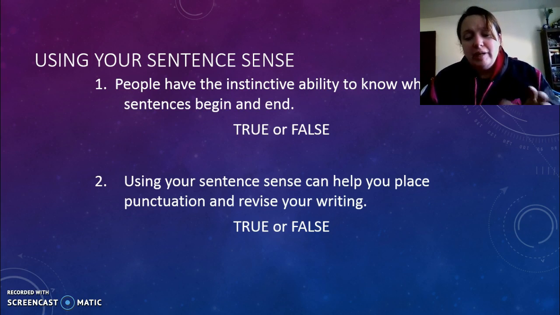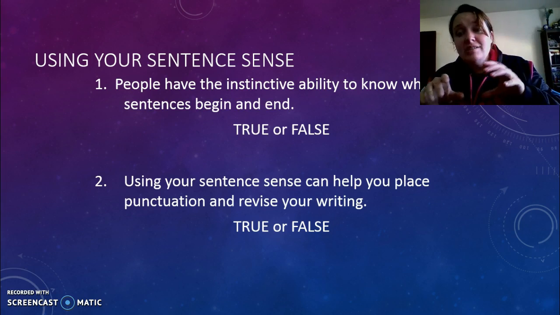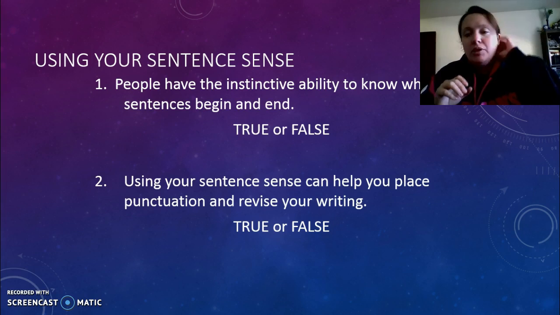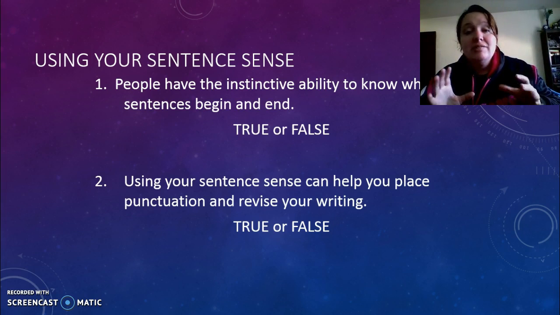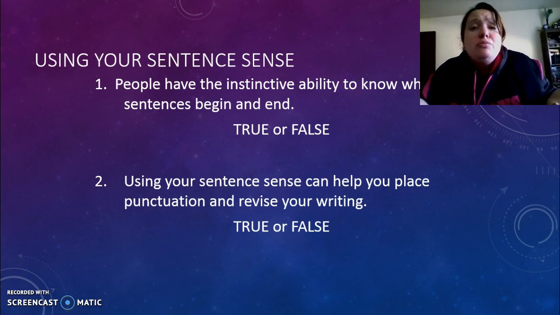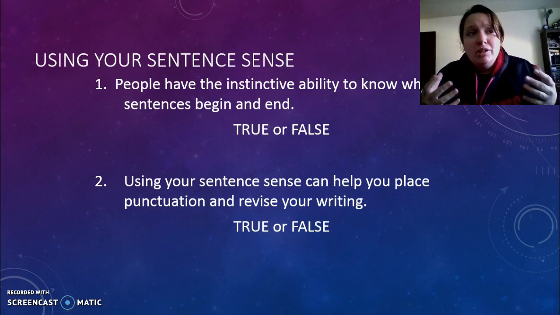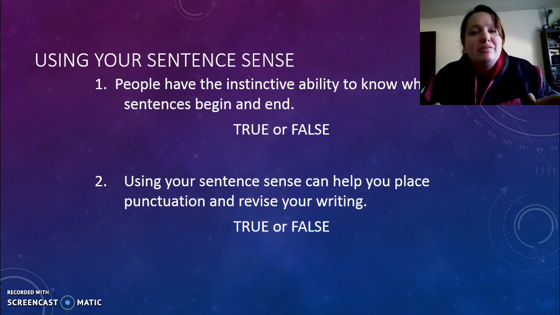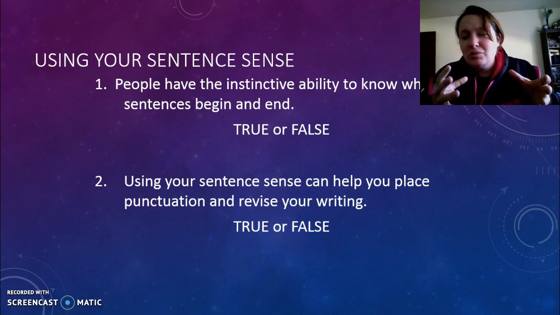Alright, so a quick question as we change over from learning about clauses to fragments and run-ons. Do you think it's true or false that people have the instinctive ability to know where sentences begin and end? Well, no. Language, we've already discussed, is not an instinctive thing. We're not born able to fluently talk in any language. We actually start off with body language and move to kid language, and eventually we speak fluently and then we write fluently. There's nothing instinctive about language. There is an instinctive ability to communicate, but not actual language.